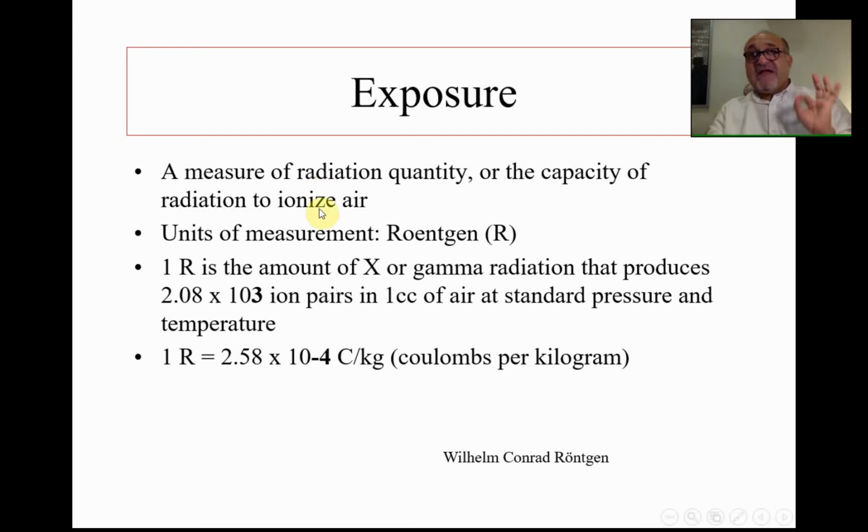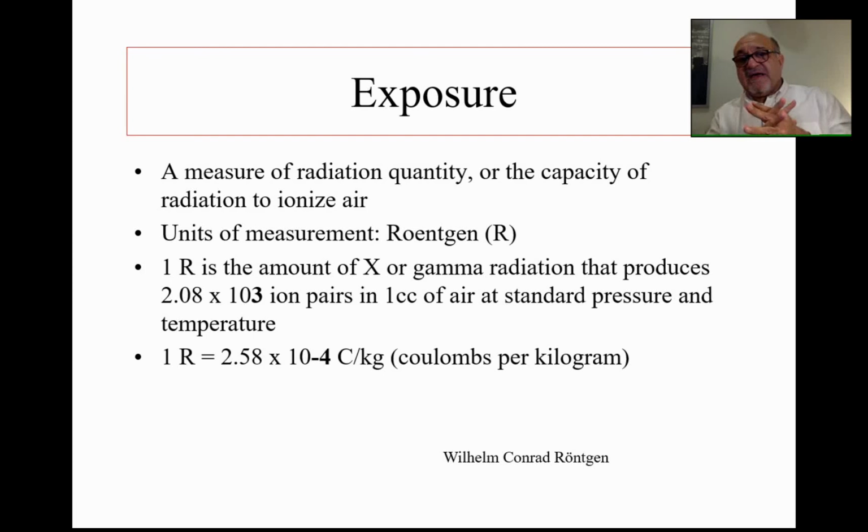Now we must understand that a photon, which is the basic component of ionizing radiation, X-ray or gamma, has the ability to split stable atoms in air into ions. So what we are going to measure here is the amount of ions or ion pairs which are formed when they are struck by a photon. And the unit of measurement is Röntgen.